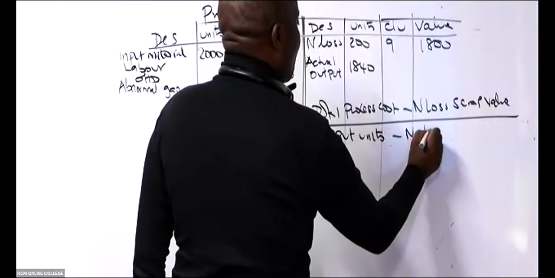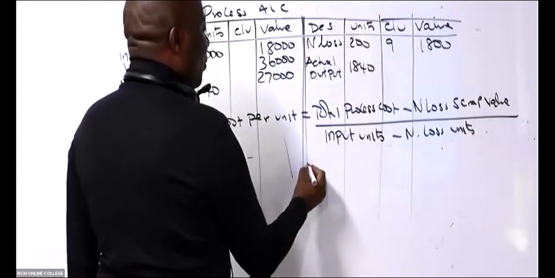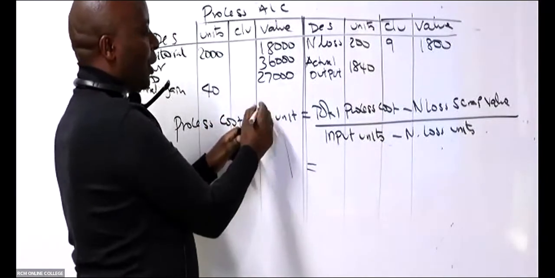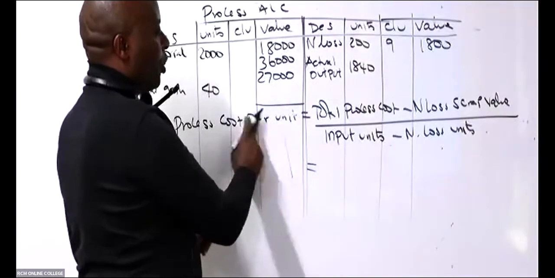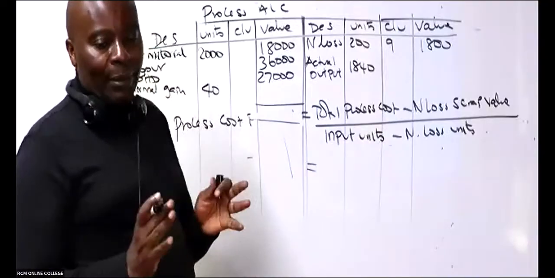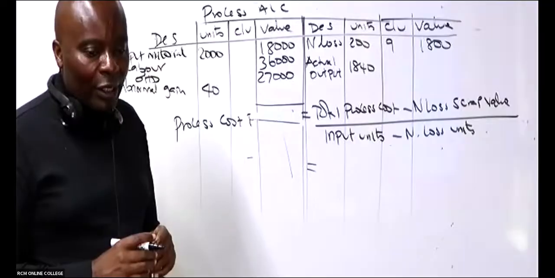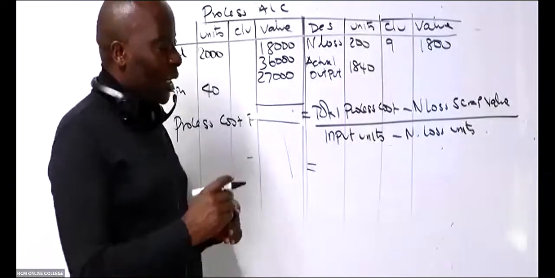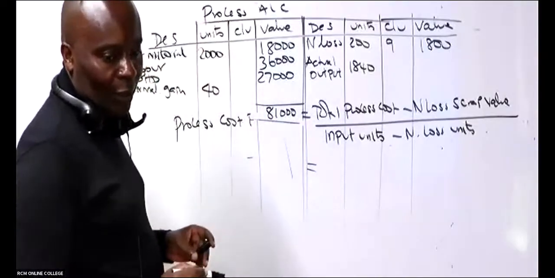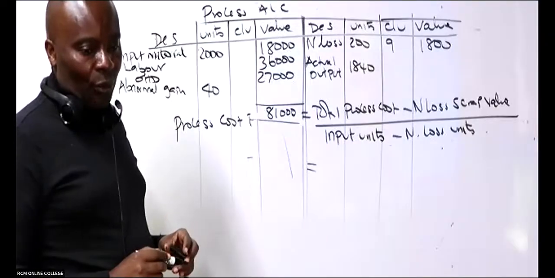minus normal loss units. So is there somebody who is able to give me the total process cost by adding these three? Because costs are normally debited. So somebody is giving me 81,000. I don't know whether this figure is correct. Is that figure correct? I think so.